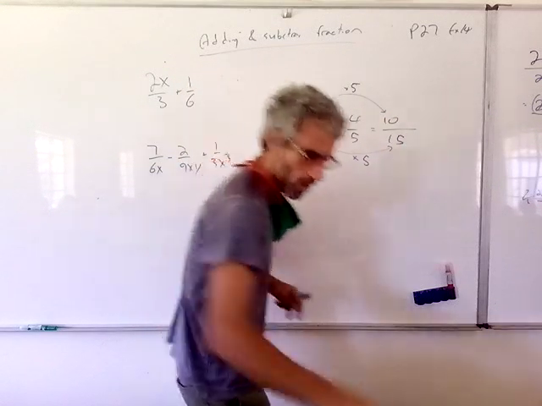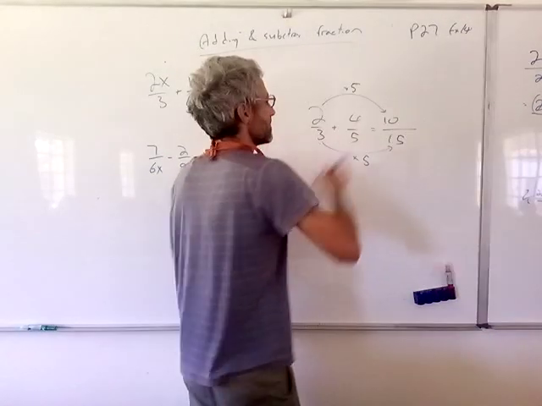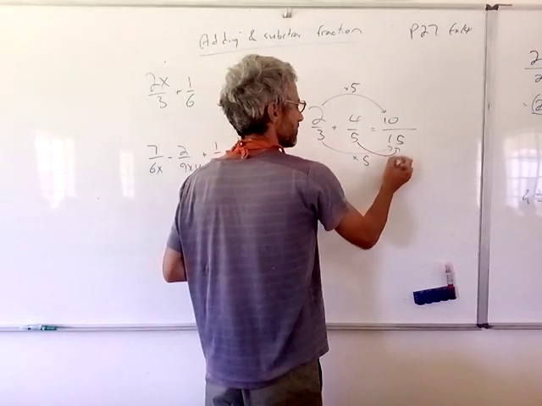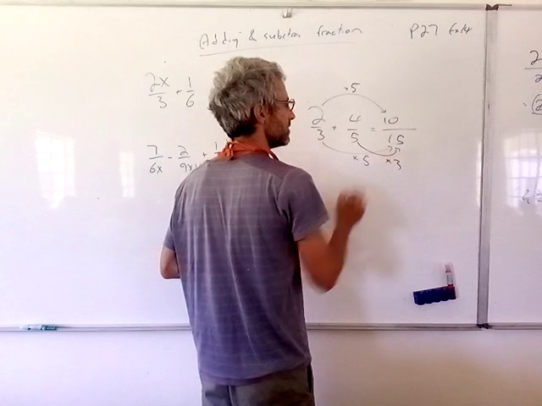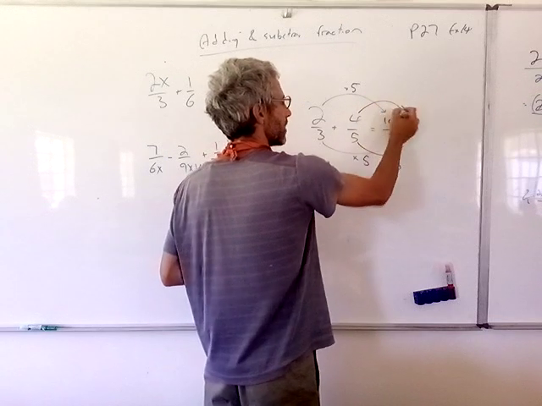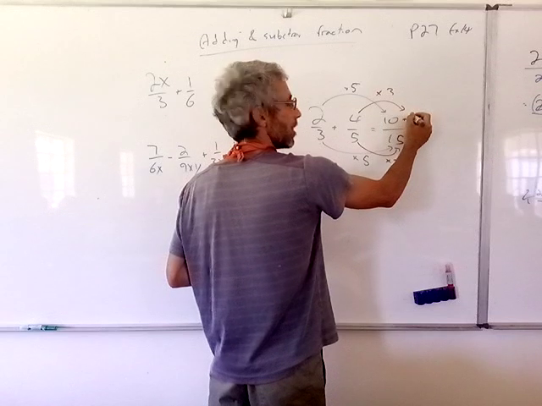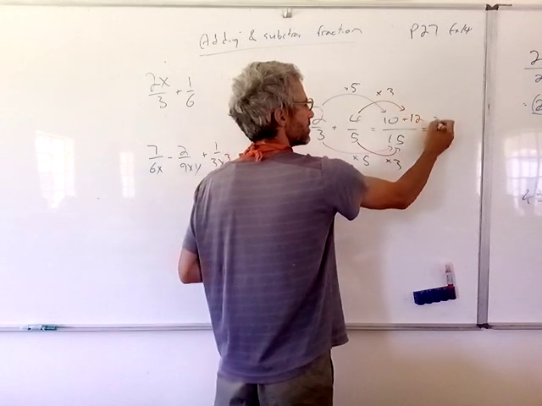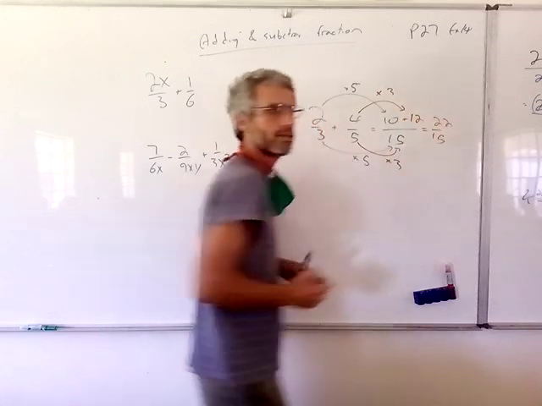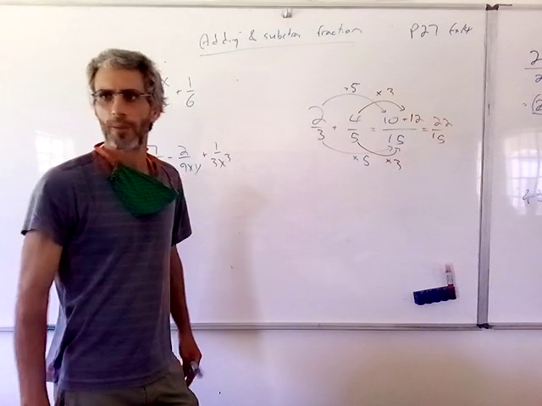Now, in this case, I multiply the 5 by 3 to get 15. So I need to multiply the 4 also by 3 to get how much? 12. And then you get 22 divided by 15. That's what we do in primary school.